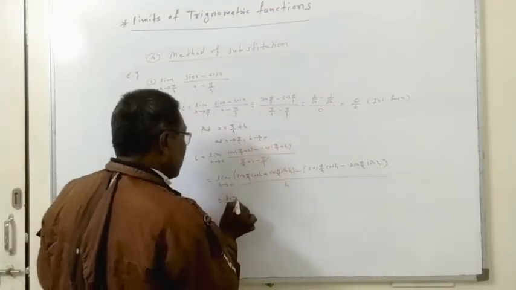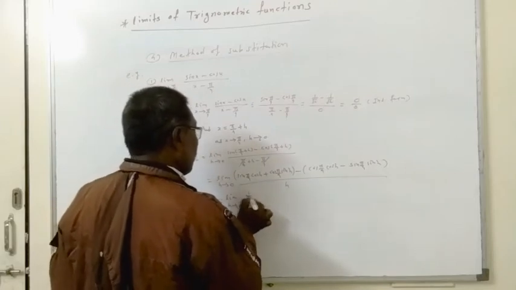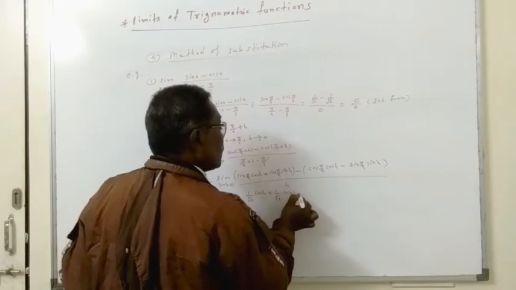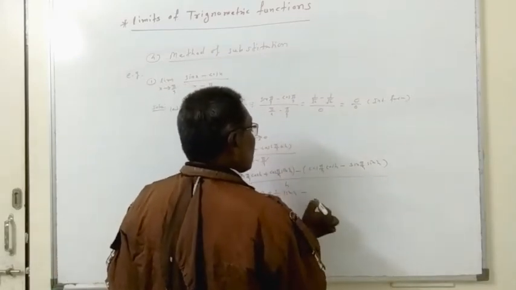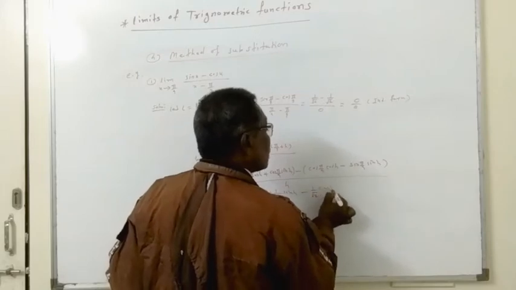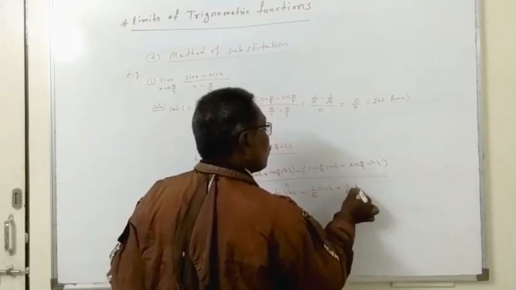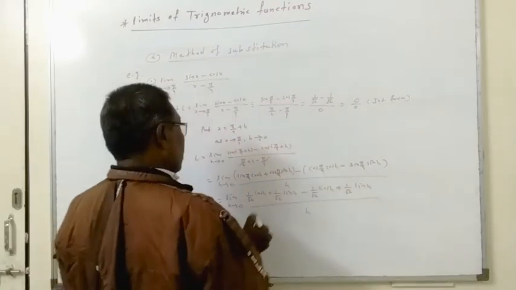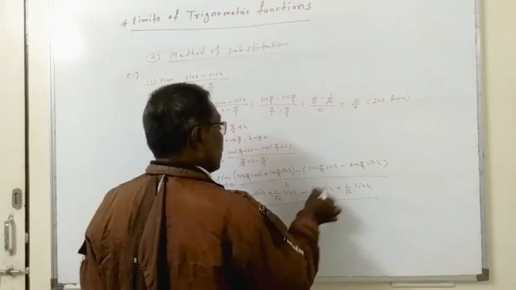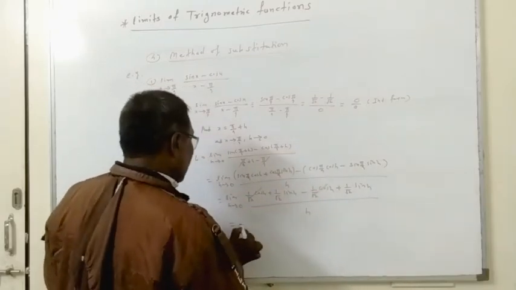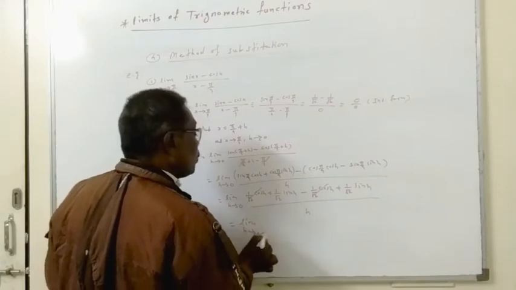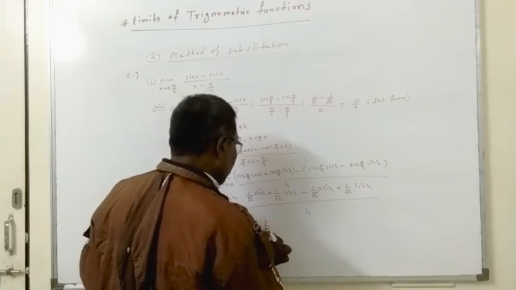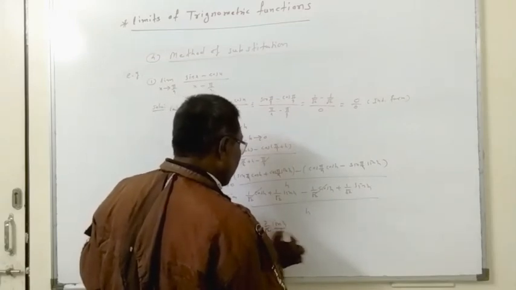So that is equal to limit h tends to 0, sin pi by 4, 1 upon root 2 into cos h, plus 1 upon root 2 into sin h, minus, now cos pi by 4, 1 upon root 2 into cos h, minus minus plus 1 upon root 2 sin h, divided by h. Now here 1 upon root 2 cos h minus plus gets cancelled. So we can write this as limit h tends to 0, 1 upon root 2 sin h plus 1 upon root 2 sin h, so 2 upon root 2 sin h divided by h.